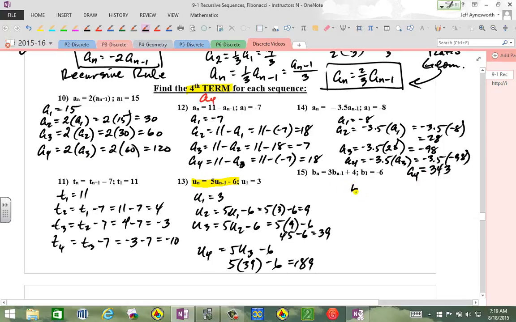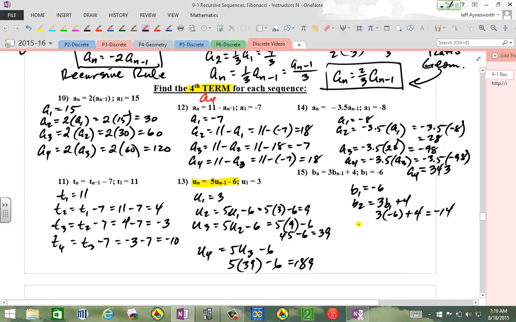All right, last one, 15. b sub 1 is negative 6. b sub 2 is 3 times the one before it, b sub 1, plus 4. So 3 times negative 6 plus 4. That's negative 18 plus 4, or negative 14.